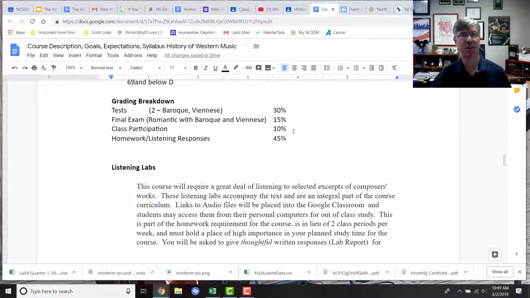Class participation and just being willing to talk in class and communicate and discuss will be 10% of your overall grade. And then you're going to notice that there's a very high premium on the homework and the listening responses. And I would just say, do note that there are only 3 class periods a week for this class. So the expectation is that the other 2 class periods would be a part of that homework and listening time.